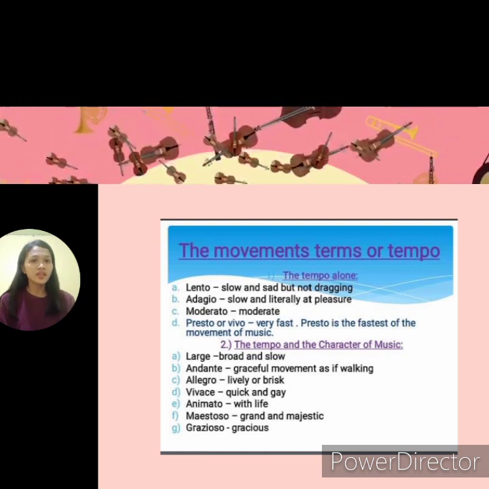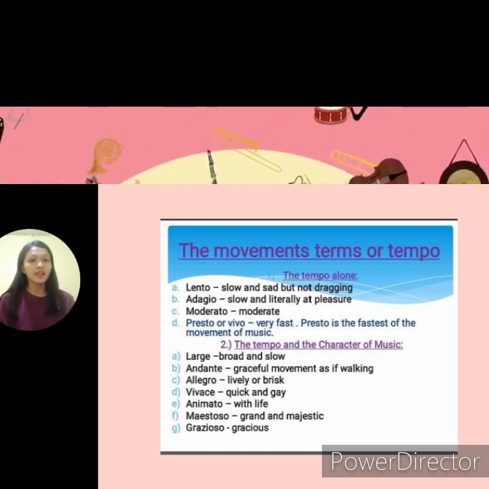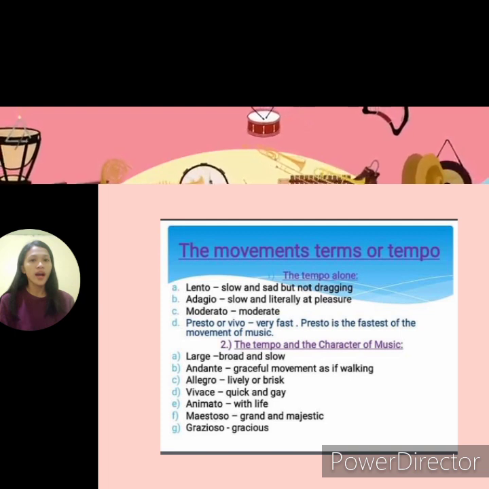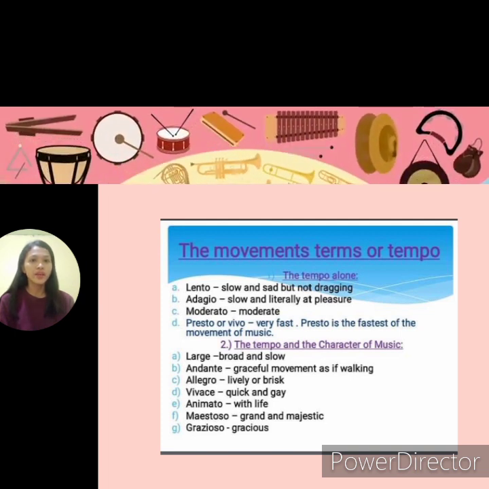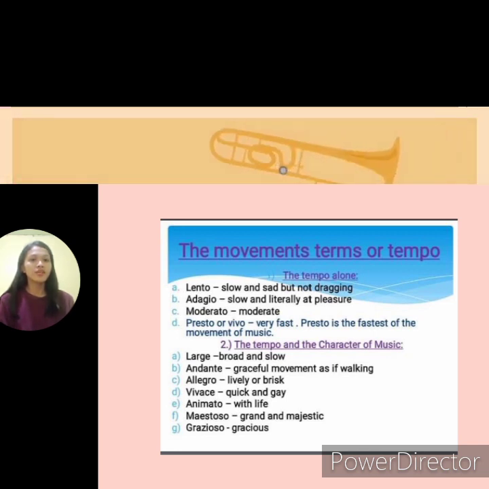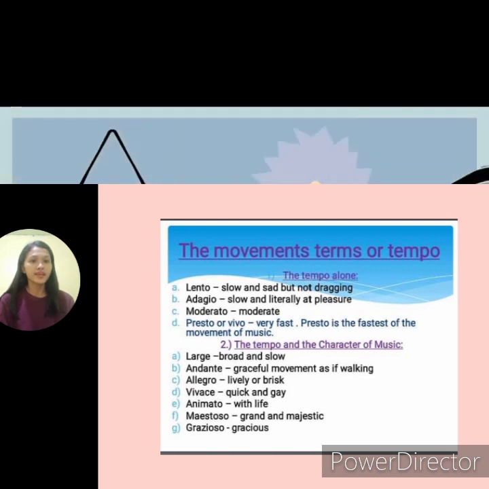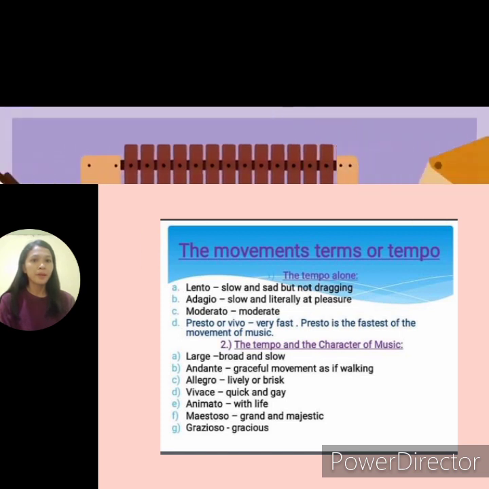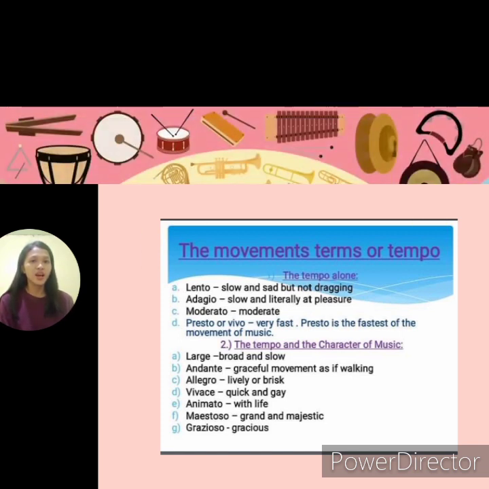And the second is the tempo and the character of music. Largo, broad and slow. Andante, graceful movement as if walking. Allegro, lively or brisk. Vivace, the quick and the gay. Animato, with life. Maestoso, the grand and majestic.